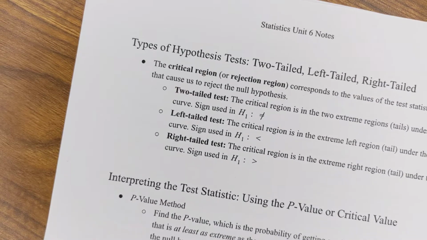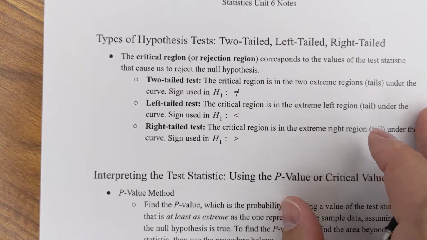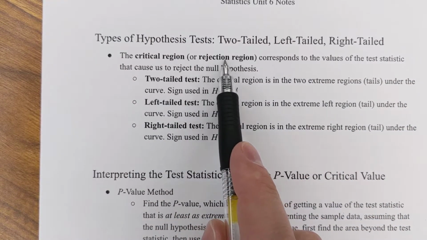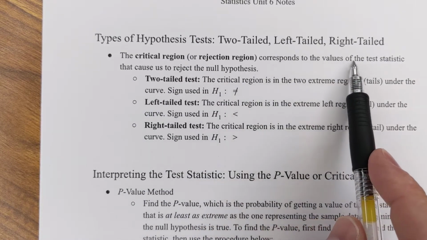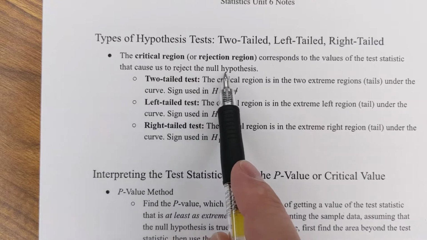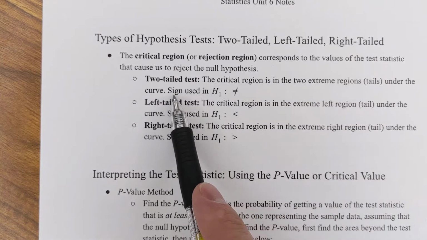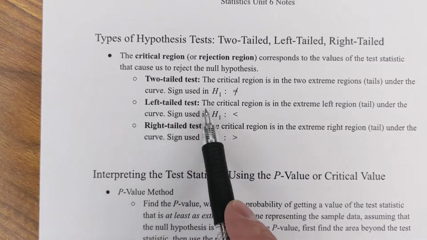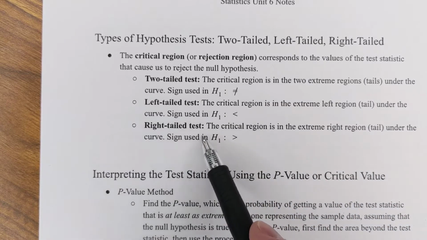Okay, so tests of hypothesis: two-tailed, left-tailed, right-tailed. So the critical region or rejection region, so if it falls into this critical region, we reject H0, corresponds to the values of the test statistic that cause us to reject the null hypothesis. So a two-tailed test, there are two extreme regions or tails under the curve. The sign used in H1 is a not equal sign. Left-tailed test, the critical region is in the extreme left under the curve. Right-tailed test, in the extreme right.